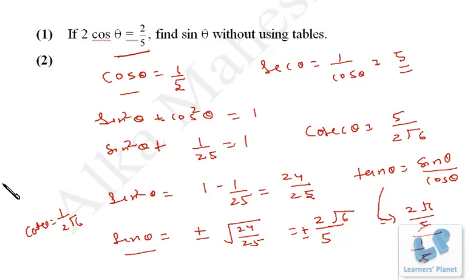Similarly, we can find out all other trigonometric ratios by the use of a right angle triangle also. Let's see how to do that. Now cos theta is 1 by 5, that's given to us. This angle must be theta. Now cos theta is what? That we already know, that is base by hypotenuse.